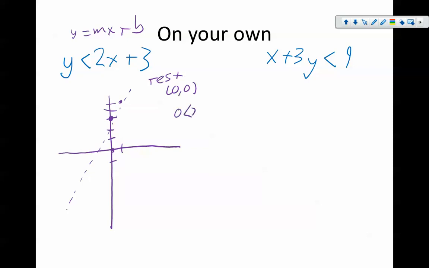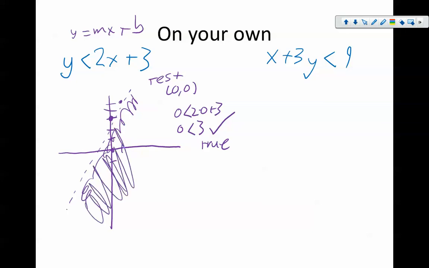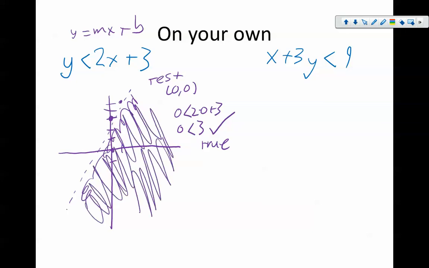So 0 is less than 2 times 0 plus 3. That's 0 is less than 3. Is that a true statement? It is a true statement. So because 0, 0 is true, everything on this side of the line is going to be true. And we shade this whole region over here.